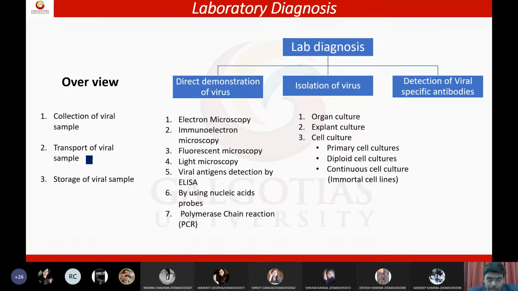Other lab diagnosis, this blue table, I need not say much. This you already know. Direct demonstration can be done by electron microscopy, fluorescein, ELISA, or PCR test. Isolation of virus can be done in organ explant cell cultures or animal inoculation. And viral specific antibodies can be detected by rapid card tests. This we can study individually. Meanwhile, let us have an overview on collection, transport, and storage of viral sample.